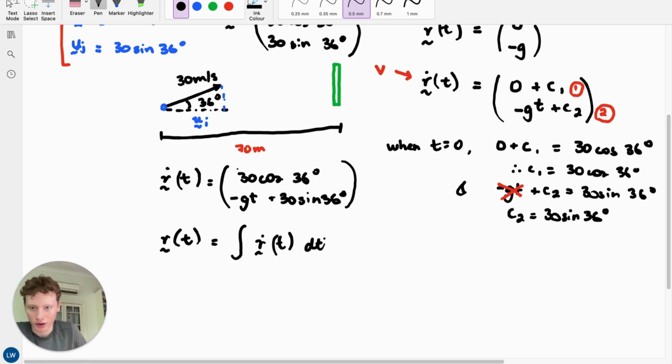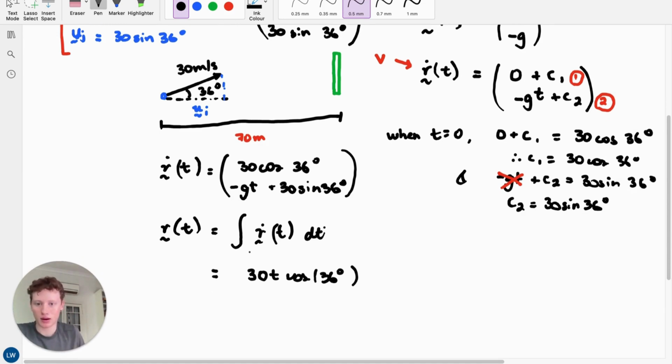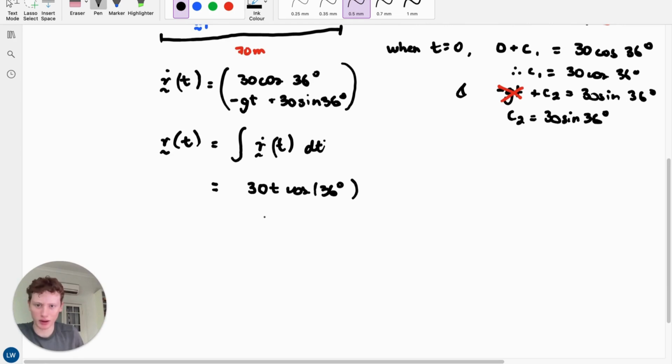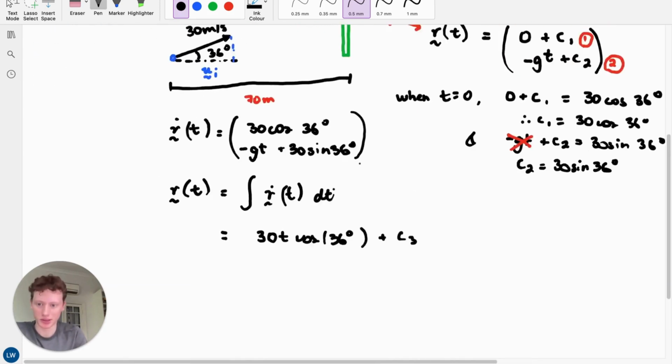And so we've got to integrate each of these components separately. So what do they look like? There's actually no t component here, so this entire top part will just become everything times t. So I'll just write it like that. And in a second, we can actually evaluate 30 cos 36 if we need. Okay. And in this bottom part, we've got kind of two components. So the first bit, also there's going to be a plus c here. And I'm going to say plus c3 to not confuse it with these plus c's.